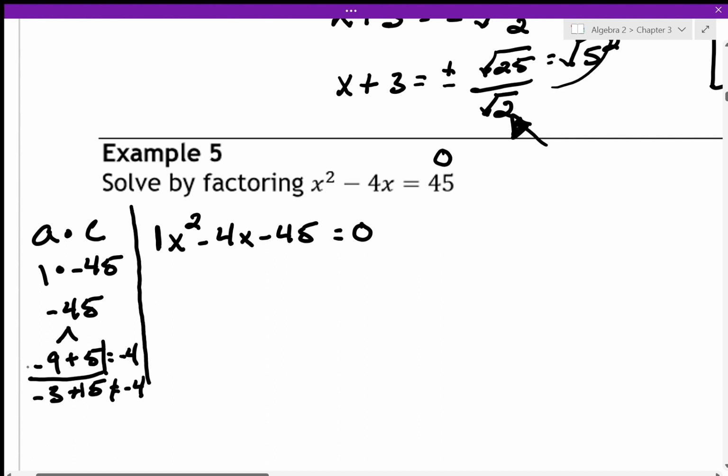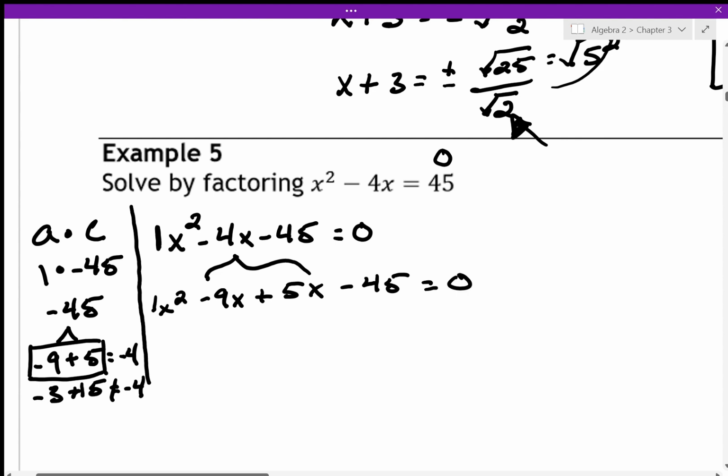All right, so we have our factors here. That's negative 9 and positive 5. We're now going to break apart the negative 4x into a negative 9x and a positive 5x. So we still have our 1x squared out front. We still have our negative 45 at the end, and it's still equal to 0. Now what we're going to do is factor by grouping. So we have the first two terms and the last two. On the first two, we look for what we could pull out. We could pull out an x, and then left over would be an x minus 9.